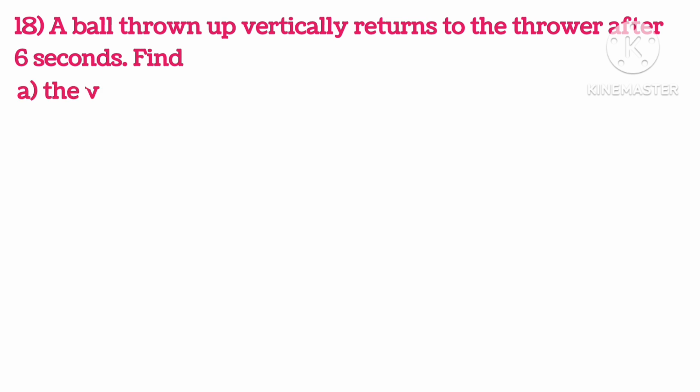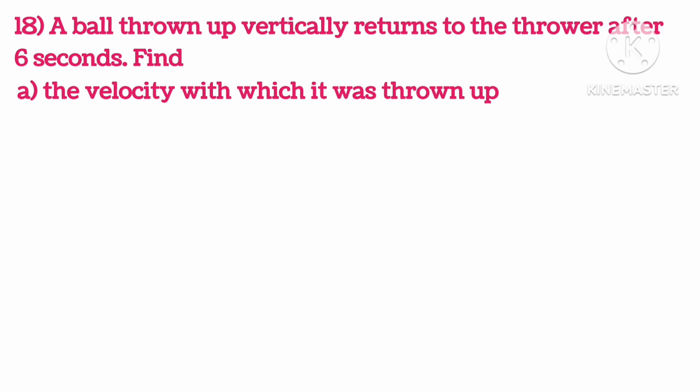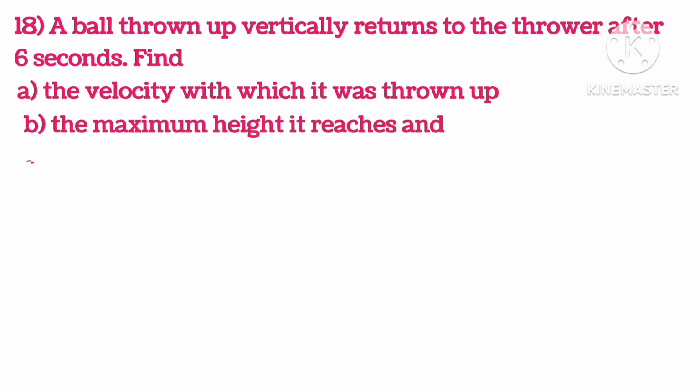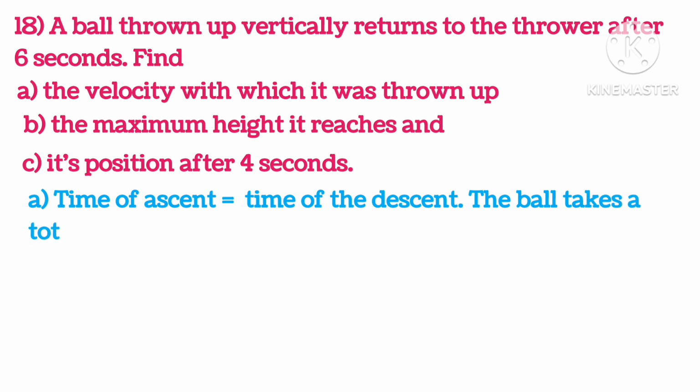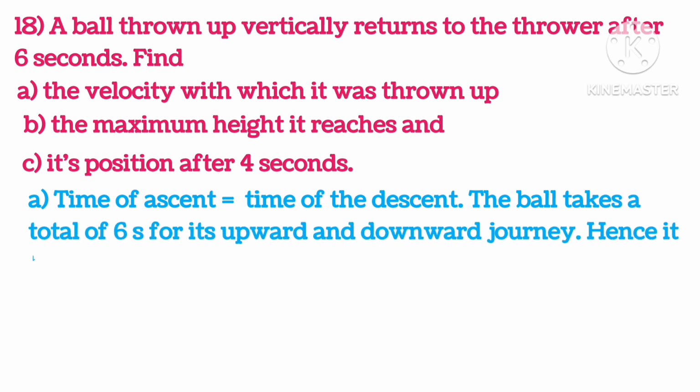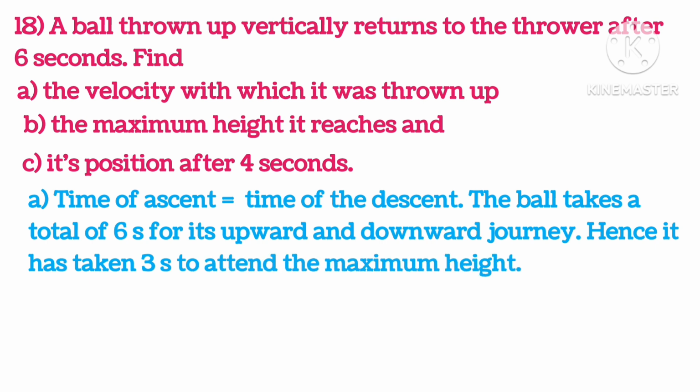A ball thrown up vertically returns to the thrower after 6 seconds. Find the velocity with which it was thrown up, the maximum height it reaches, and its position after 4 seconds. Time of ascent is equal to time of descent. So the ball takes a total of 6 seconds for the upward and downward journey. Hence, it has taken 3 seconds to attain the maximum height.